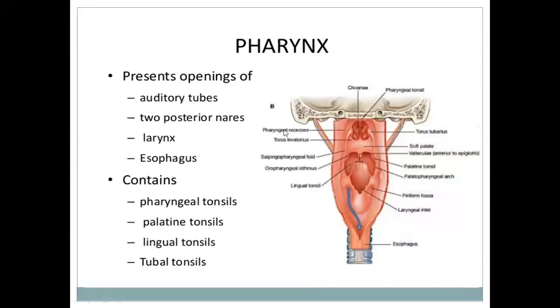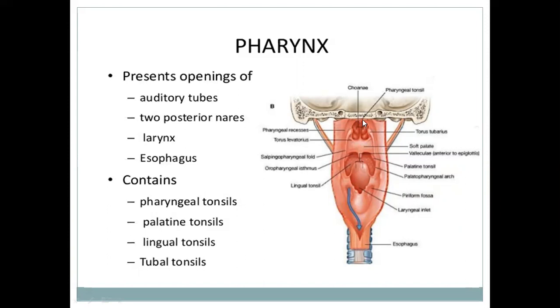The openings of the pharynx. This is the anterior wall of the pharynx. Actually, the pharynx is missing its anterior wall; it is anteriorly open and its wall is present posterolaterally. So we have cut these posterior margins, and these are the lateral margins of the pharynx. These are the posterior openings of the nose, and these are the pharyngotympanic tubes which open into the lateral wall of the nasopharynx. So this is the nasopharynx.